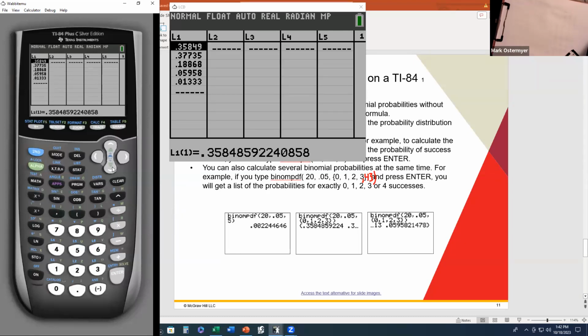Ladies and gentlemen, what's the probability of having 0 successes out of 20 trials? 0.35849. What's the probability of having 1 success out of 20 trials? There it is. What's the probability of having 2 successes? There it is. What's the probability of having 3 successes? There it is. What's the probability of having 4 successes? There it is. That cool?